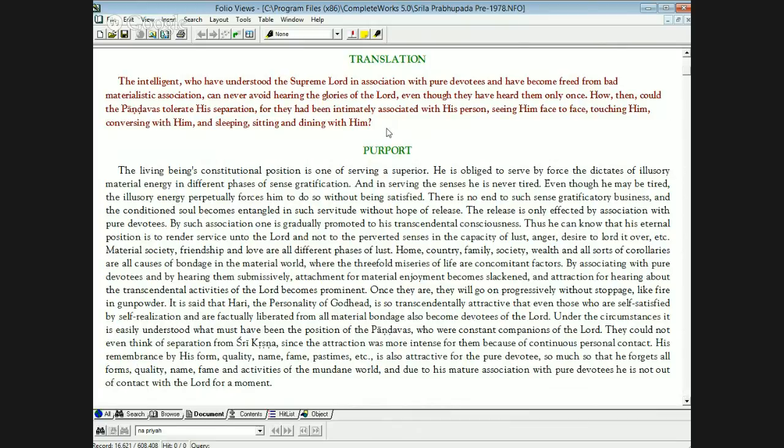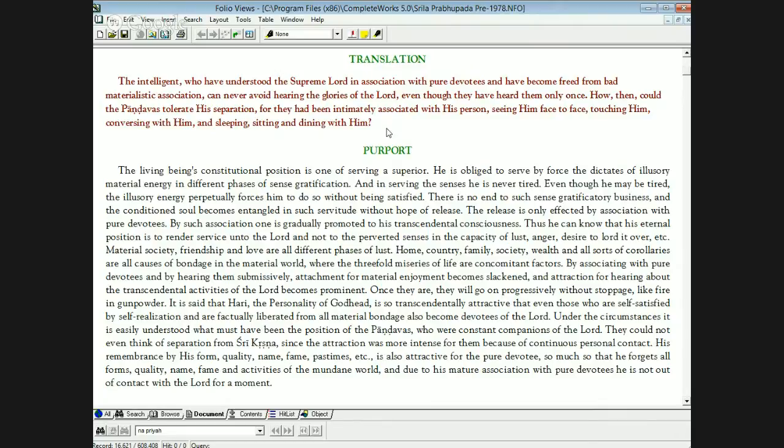Yes, Mataji. The living being's constitutional position is one of serving a superior. He is obliged to serve by force the dictates of illusory material energy in different phases of sense gratification, and in serving the senses he is never tired. Even though he may be tired, the illusory energy perpetually forces him to do so without being satisfied. There is no end to such sense gratificatory business, and the conditioned soul becomes entangled in such servitude without hope of release. The release is only effected by the association with pure devotees. By such association, one is gradually promoted to his transcendental consciousness.